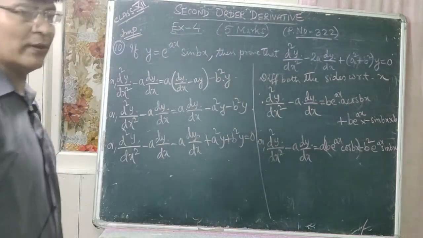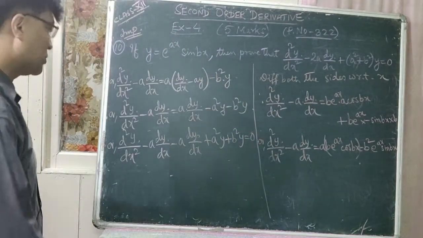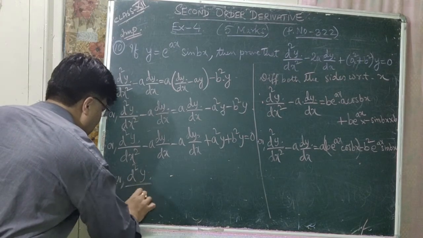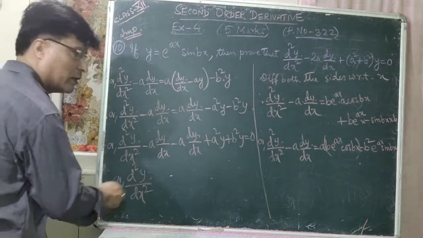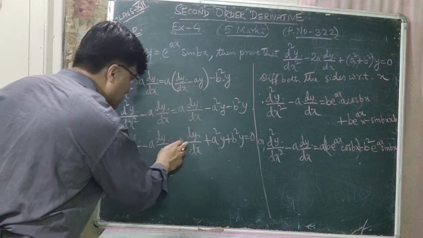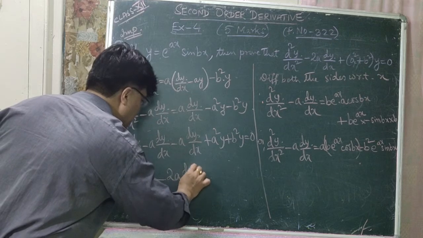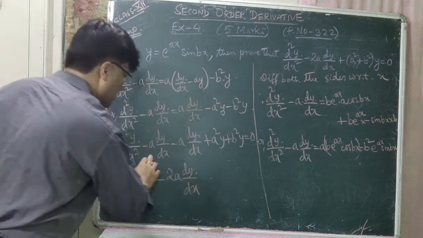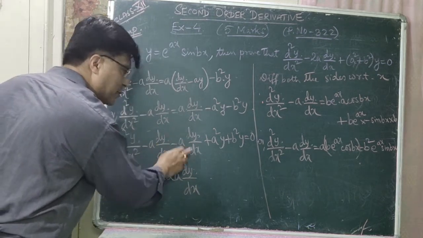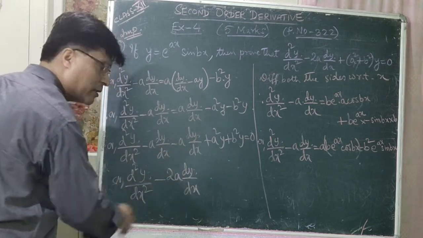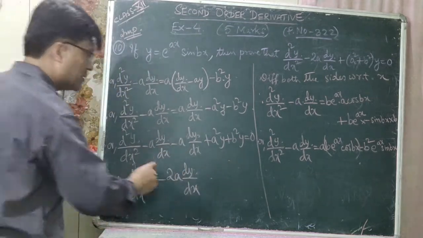So I think you have understood it. Okay, so let's simplify it. This is your d2y by dx square. What is minus a dy by dx minus a dy by dx? Minus, this is 2a dy by dx. This is minus a dy by dx minus a dy by dx. Similar expressions of the same sign, you can add them. So it is minus 2a dy by dx.